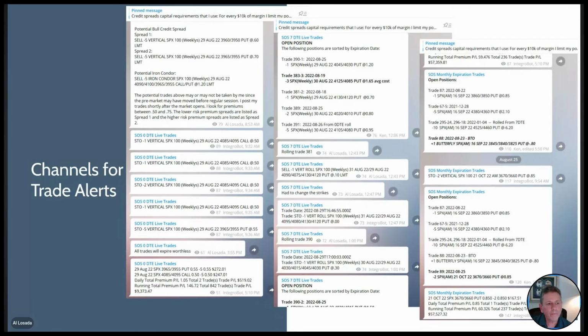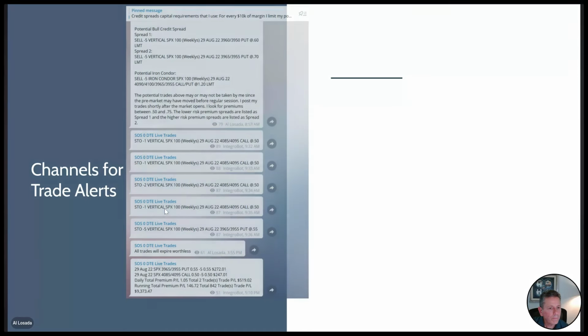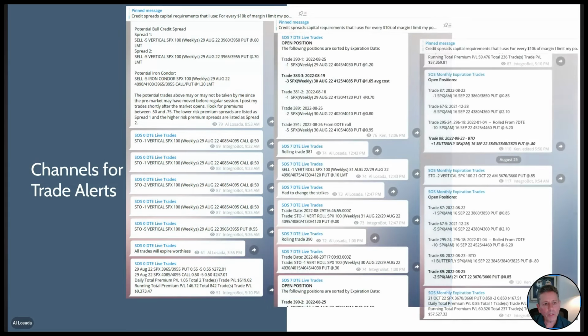Okay, so these are alerts right here. So if you see here, sell to open. These are all the alerts that come in. And these are open positions that we share, and you can see where these are going. Some of these are using 3 contracts, some 1 contract, but these are the alerts that you would see.